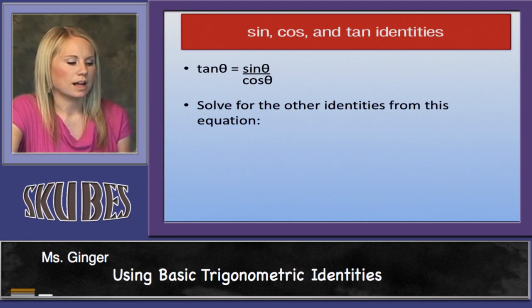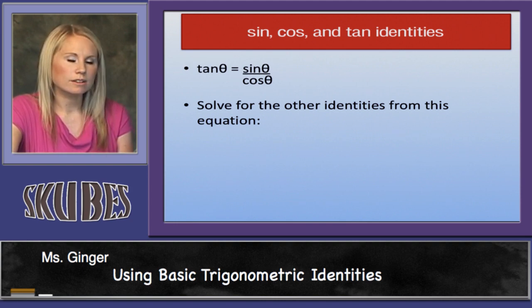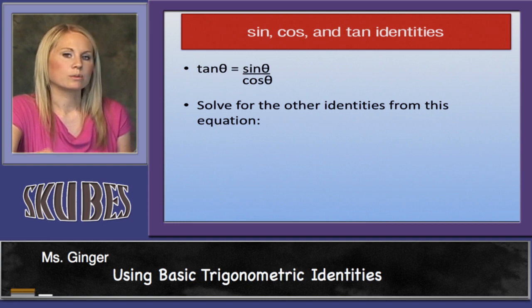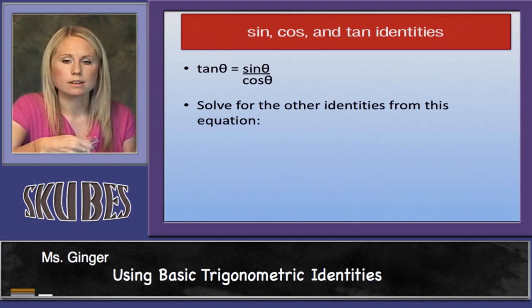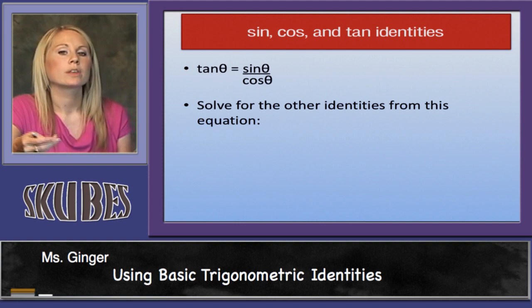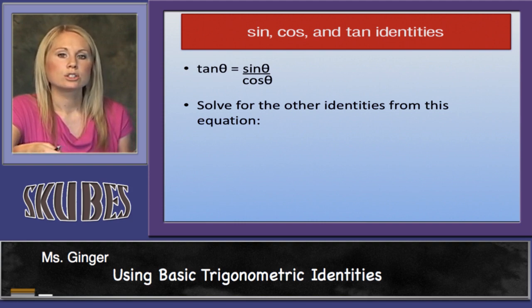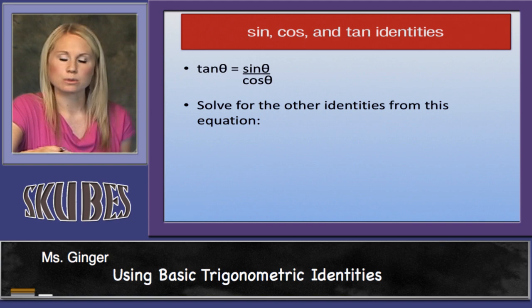If we multiply both sides by cosine of theta, you can see that we'll end up solving for the sine of theta. You can do the same thing to isolate cosine theta. So we're going to see that now. We're going to use those three to calculate some values.